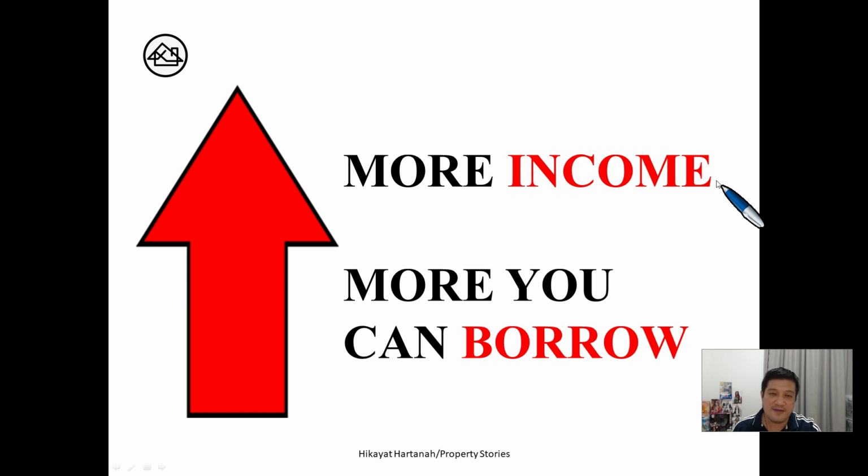In short, the more you earn, the more you can borrow. The more you earn, the more the banks want to lend to you. So at the start of your investing journey, please focus on earning money and then invest, because the more you earn, the more you can borrow.